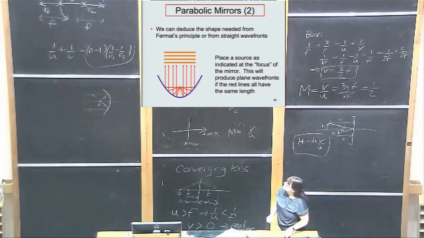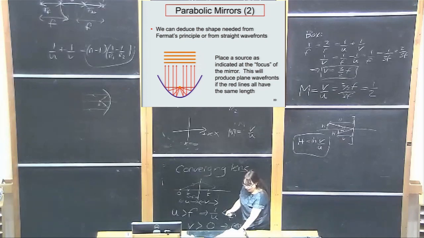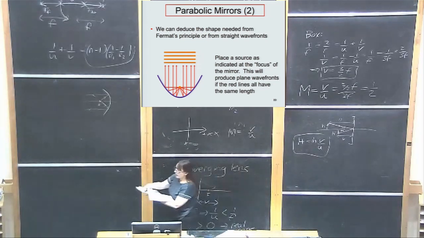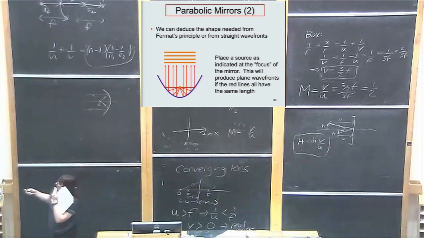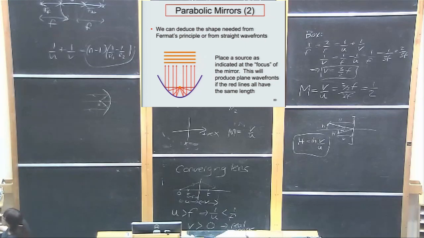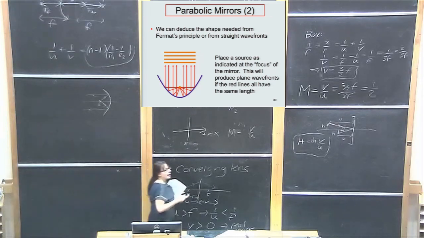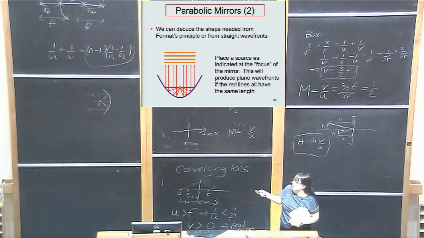Okay, so we can deduce the shape we need just from Fermat's principle. Right, we want to produce these, okay, here are our parallel rays, and these are the plane wavefronts that we are producing. Now, these wavefronts will be plane if the time it takes for the light to travel along any of these red lines that I've drawn is the same. So that's according to Fermat, right? Because these are all in air, the time taken must be the same, but actually that's equivalent to the length of all of these red lines being the same, as long as we're in air.